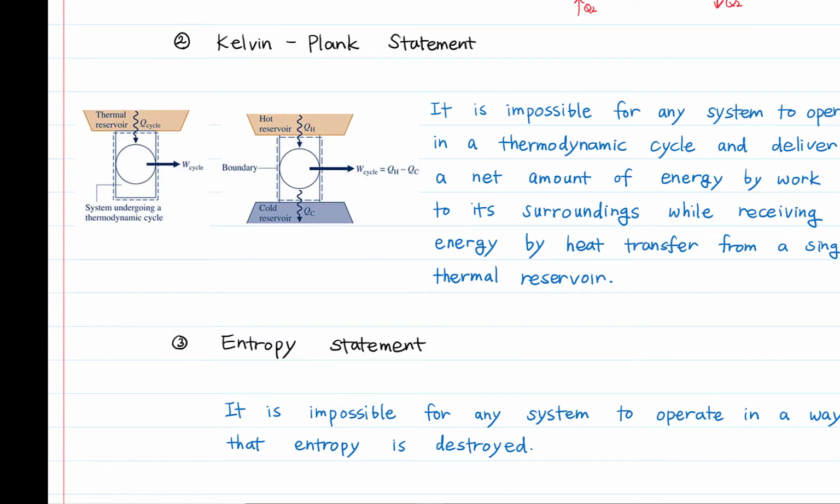Kelvin-Planck statement. It is impossible for any system to operate in a thermodynamic cycle and deliver a net amount of energy by work to its surroundings while receiving energy by heat transfer from a single thermal reservoir. We need to introduce the concept of a heat engine to explain the Kelvin-Planck statement. A heat engine is a continuously operating device that converts heat into work. Thermal energy from a high temperature reservoir is transferred to a heat engine. The heat engine converts a portion of the thermal energy to work, and it rejects the remaining thermal energy to a low temperature reservoir.